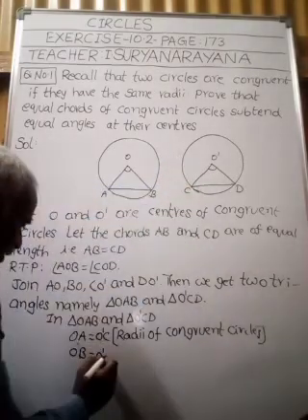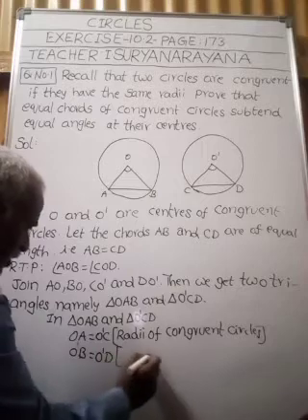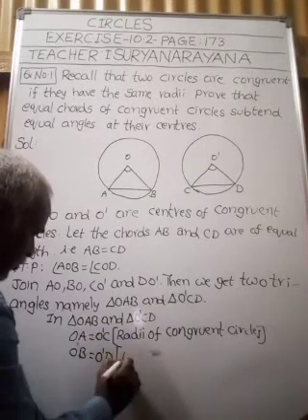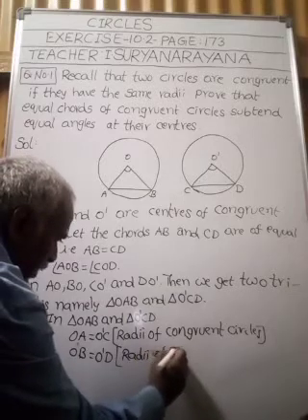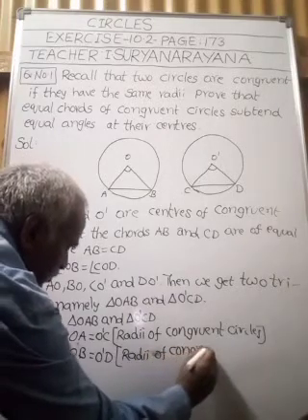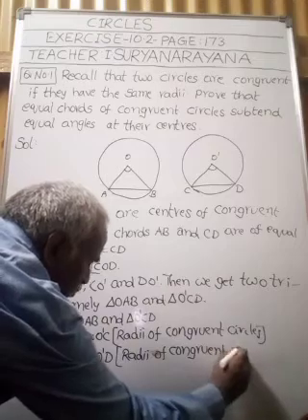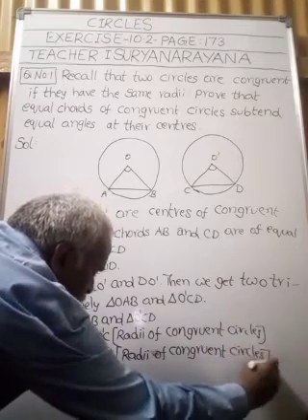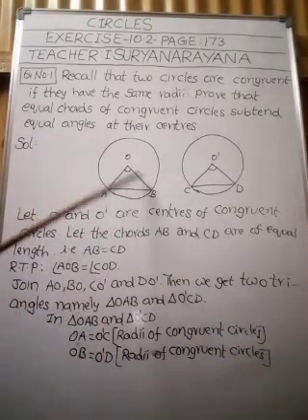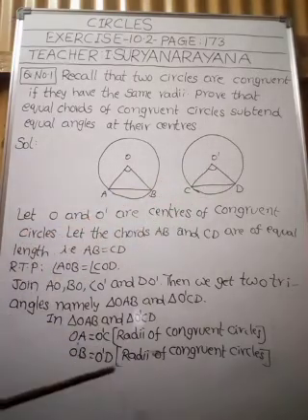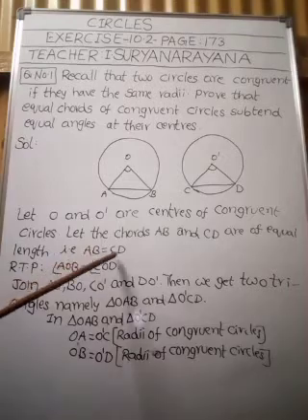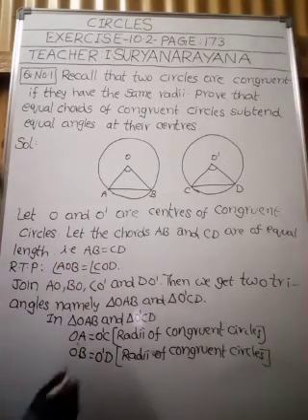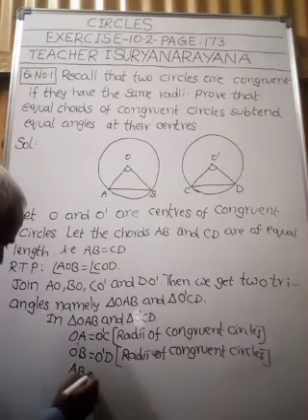These are also radii of congruent circles. So OB and O dash D are also equal. And AB is equal to CD. We have taken it. It is given. Okay, my children. AB is equal to CD.